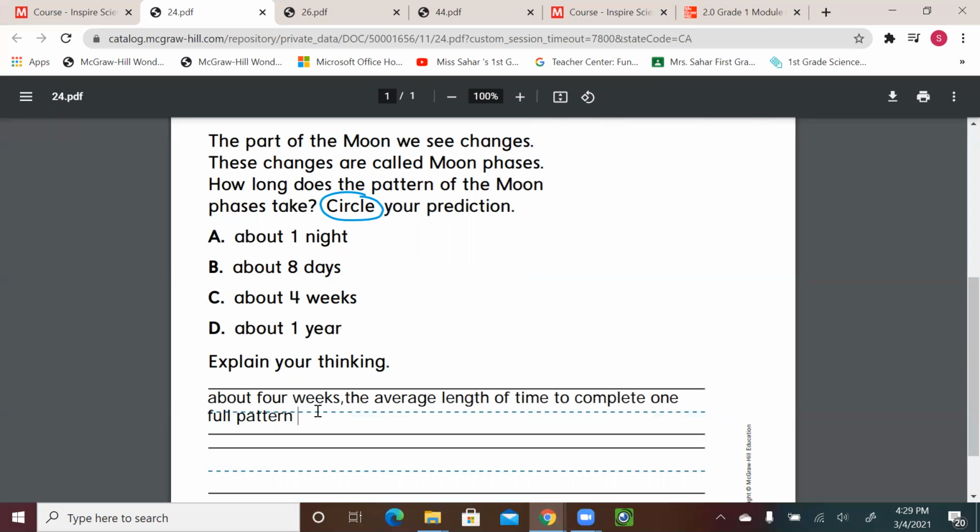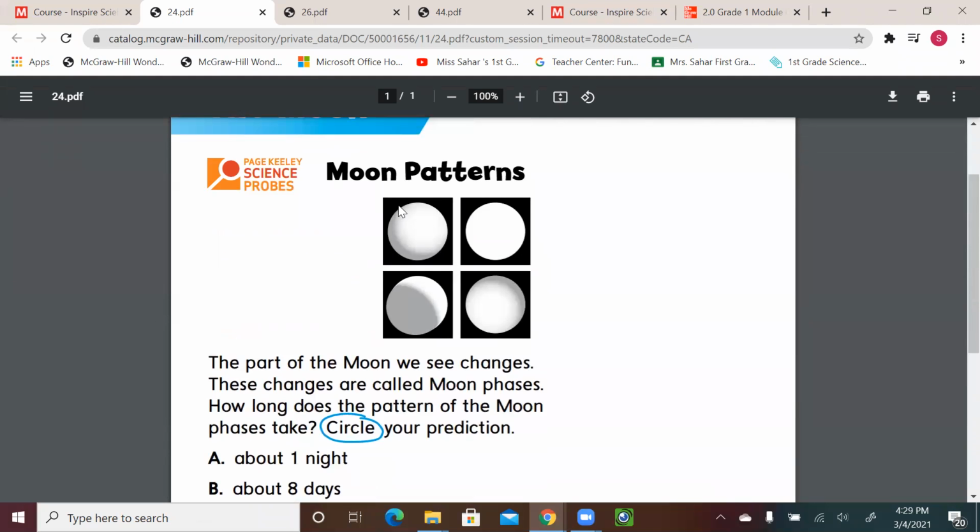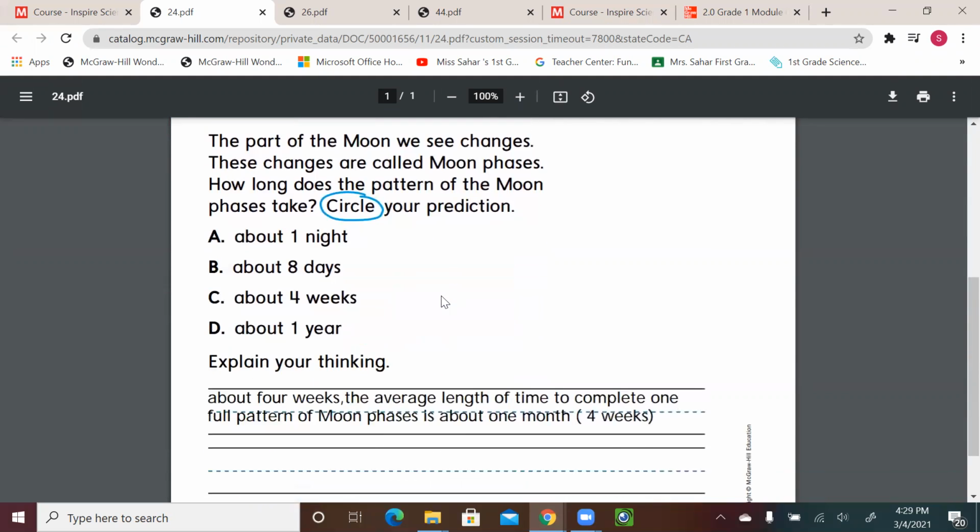is about a full pattern. Let's say this pattern of moon phases is about 1 month, or as we have it here, 4 weeks. So we think it takes 4 weeks or a whole month to complete a full pattern for the moon. So 4 weeks or 1 month. Okay. All right, let's go to the next page, 257.